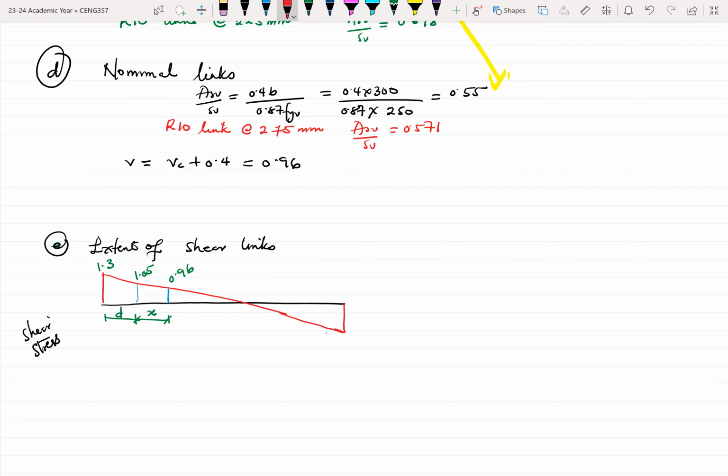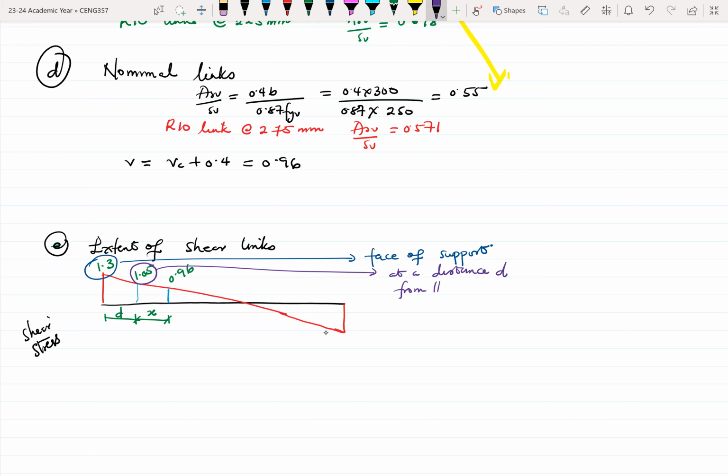So let me write this value. Let me just put some little bubbles around them. So this is for the face of supports. And then let me change this color. Then this guy here is at a distance D from the support face.